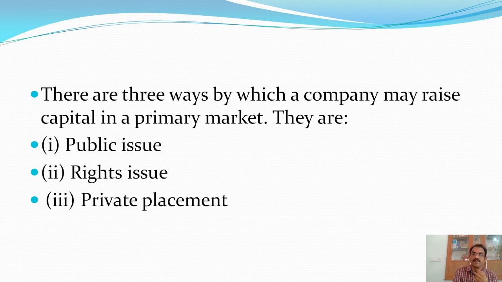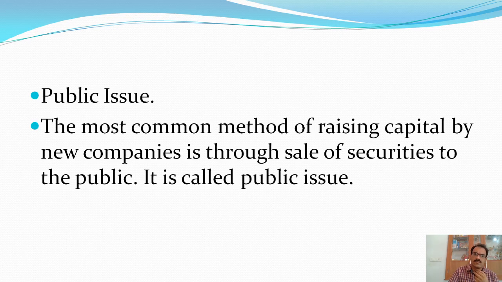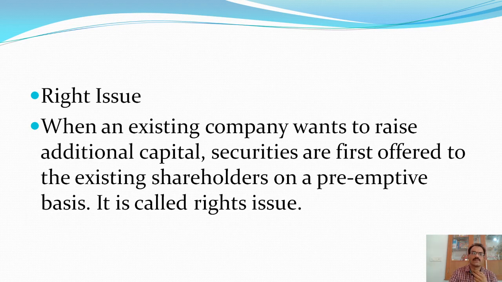There are three ways by which a company may raise capital in a primary market: first one is public issue, second one is rights issue, and third one is private placement. What is public issue? Under this method, a company raises capital through sale of securities to the public. What is rights issue? When an existing company wants to raise additional capital, securities are first offered to the existing shareholders on a preemptive basis, that is, on the basis of their existing shareholding. The company will offer a certain percentage of the new issue to the existing shareholders. Such an issue is called rights issue.